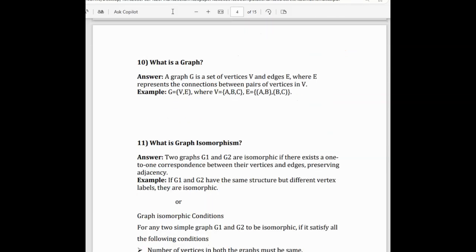Then moving on to the next one, what is a graph? A graph is nothing but a set of vertices and edges. What is meant by vertices? Vertices are points and edges are lines. If you have points and lines connected in a graph, then it is called a connected graph.